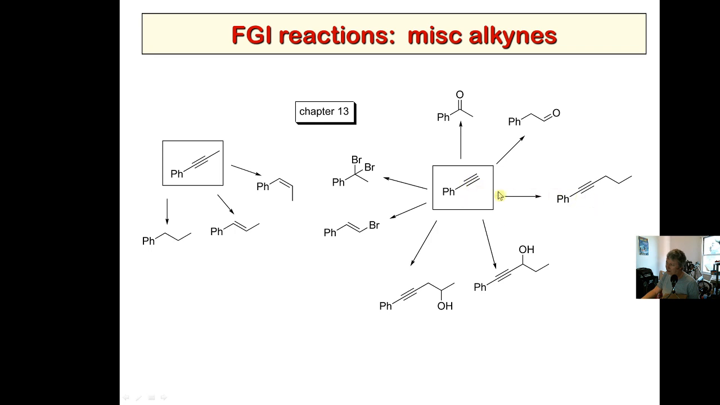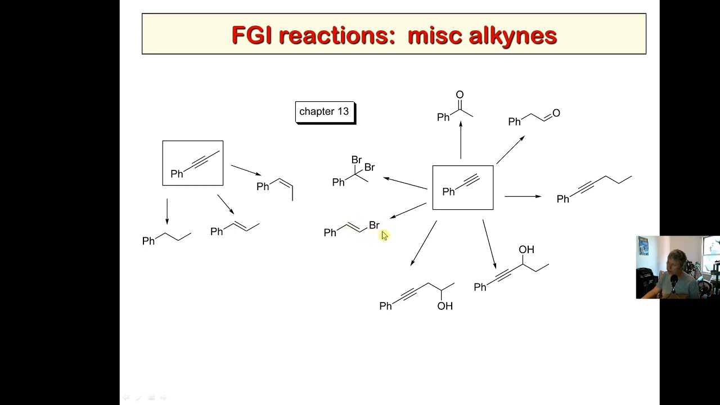This is easy though. This is just to rip off the proton and attack an alkyl halide. And these are also easy, right? Rip off the proton, attack an aldehyde. Rip off the proton, attack a what? An epoxide.